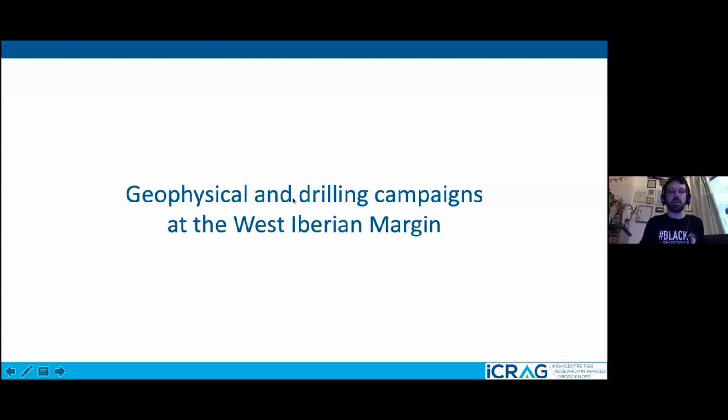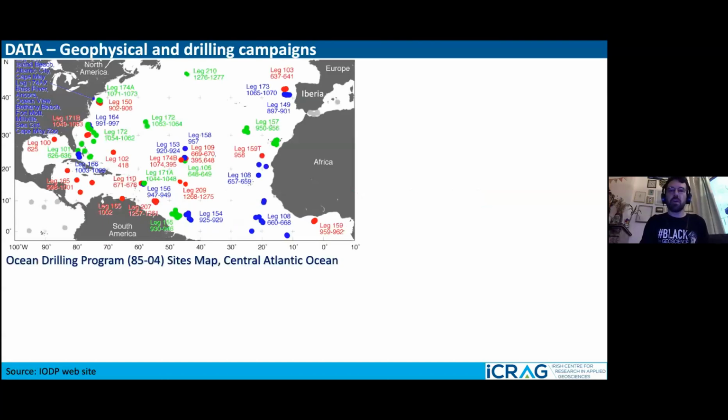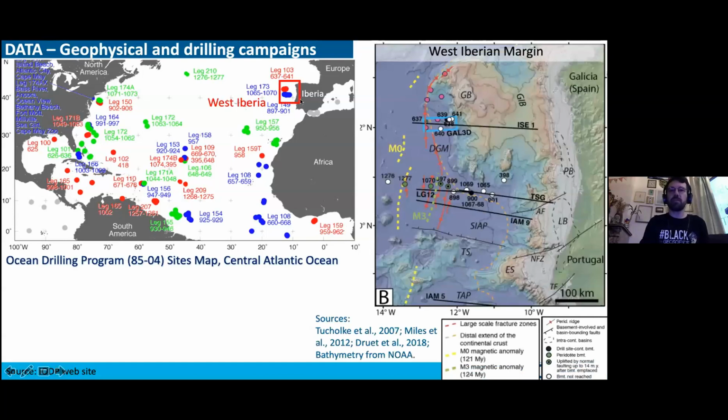So I'm going to start by showing the geophysical and drilling campaigns that happened at that margin. So the West Iberian Margin is the continental rifted margin that marks the western tip of the Iberian Peninsula. It's typically divided in three segments: the Galicia Margin in the north, the southern Iberian Abyssal Plain, and the Tagus Abyssal Plain. It's a very well-documented margin with 6 campaigns of 2D seismic data acquisition since 75, culminating in 2013 with the acquisition of the Galicia 3D volume.